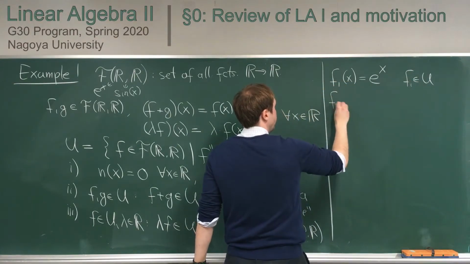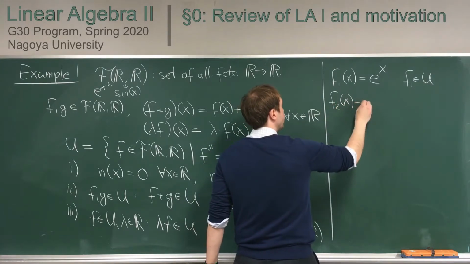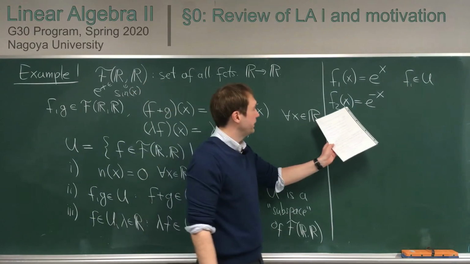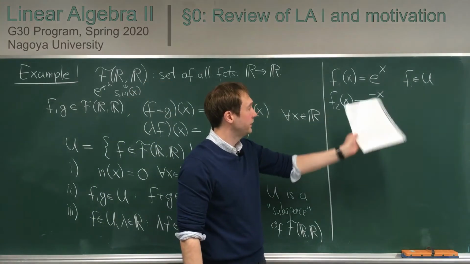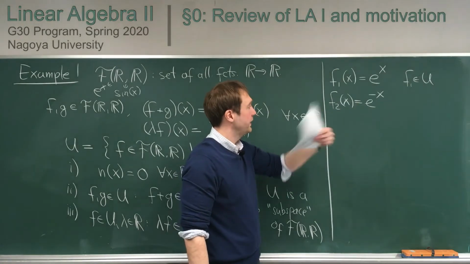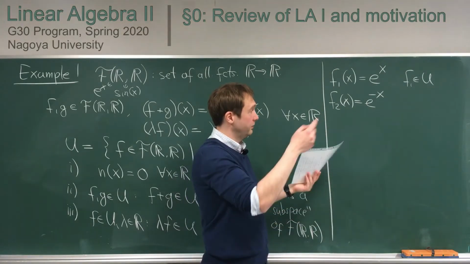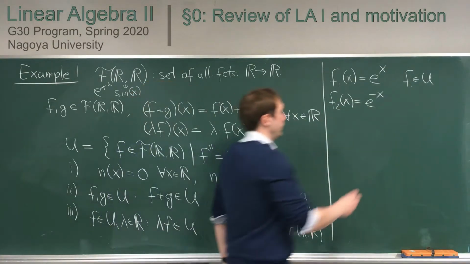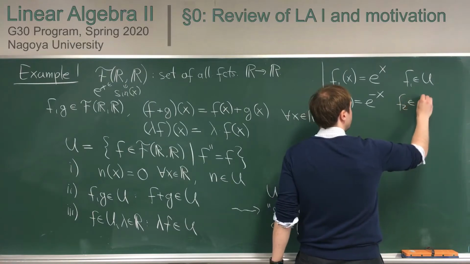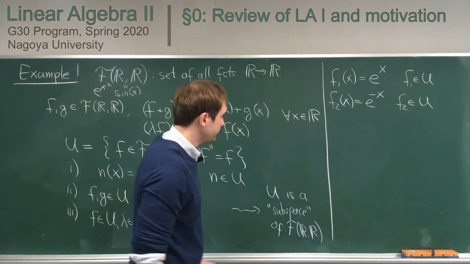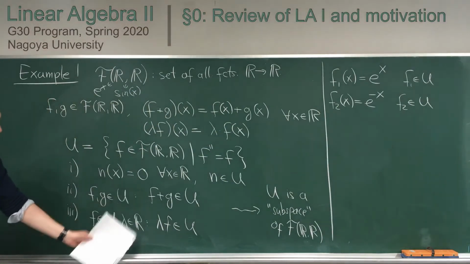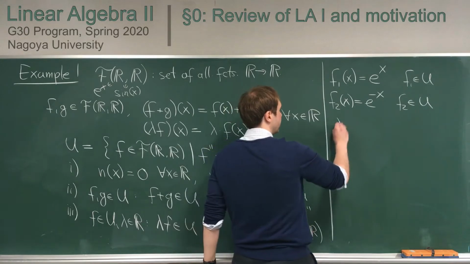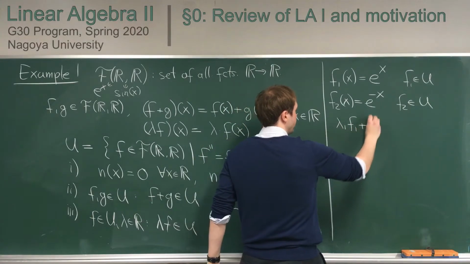But there's also another example which looks similar. f2 of x, you could check that if I take e to the minus x, so if I take the derivative of this, then this is minus e to the minus x. And if I take again the derivative, I multiply again with the minus 1 and get again e to the minus x. So this is also an example of a function in U. And by these two properties, we see if we take a linear combination of these, then this is also an element in U.